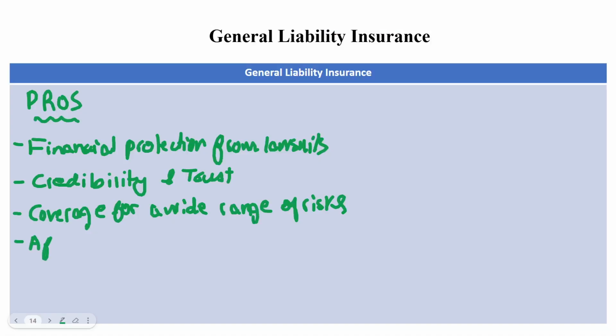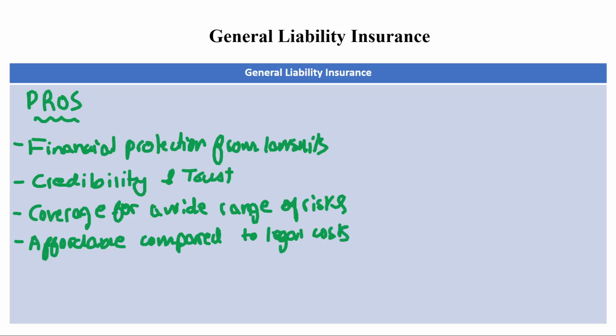Then we have affordable compared to legal costs. The cost of general liability insurance is relatively low compared to the potential expenses of a lawsuit. A small business can typically secure coverage for a few hundred dollars per year, whereas a single lawsuit could cost tens of thousands of dollars in legal fees, settlements, and damages. The affordability of GLI makes it a smart investment for businesses looking to mitigate financial risk.